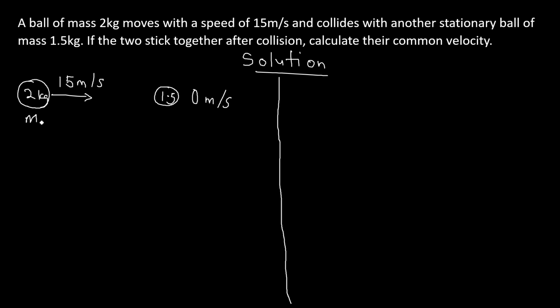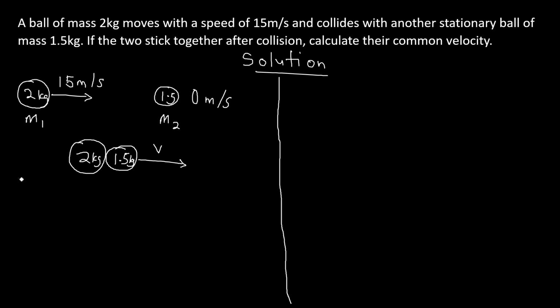So for easy identification, let's label this first mass as M1 and this one as M2. We have to calculate their common velocity after collision. But what we found out was that this first object hits the second one and they stuck together. So this is 2 kilograms hitting the 1.5 kilograms, and they now move together with a common velocity. We label that common velocity as V.